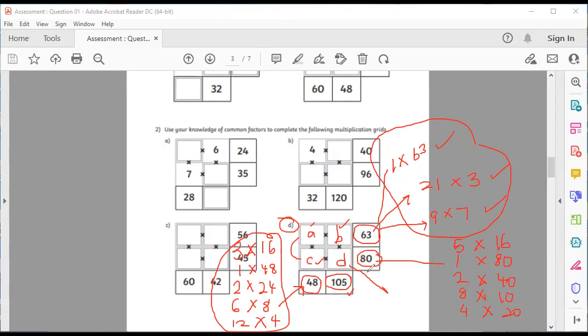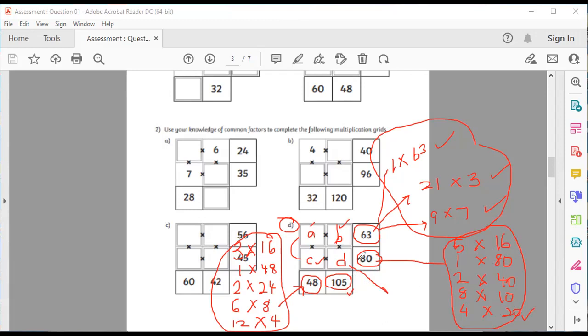Okay. Now, what else do we have? Any others? 20 times 4 is the same as 4 times 20. Anything else? I don't think so. Probably that's about it. Okay.